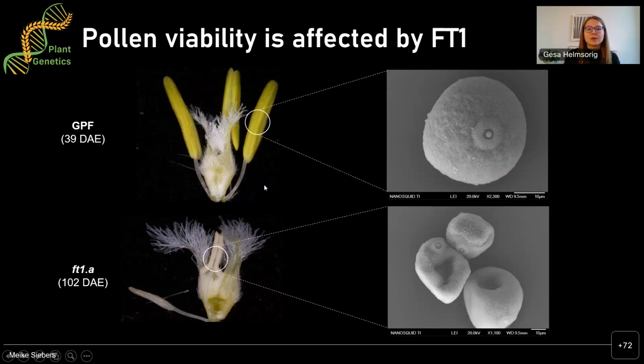And also here we did some electron microscopy to look at the phenotype of this pollen a bit more closely. And also here, very similar to what we can see in these heat stress plants, we have pollen that seem to be empty and are also smaller in size in comparison to the wild type.